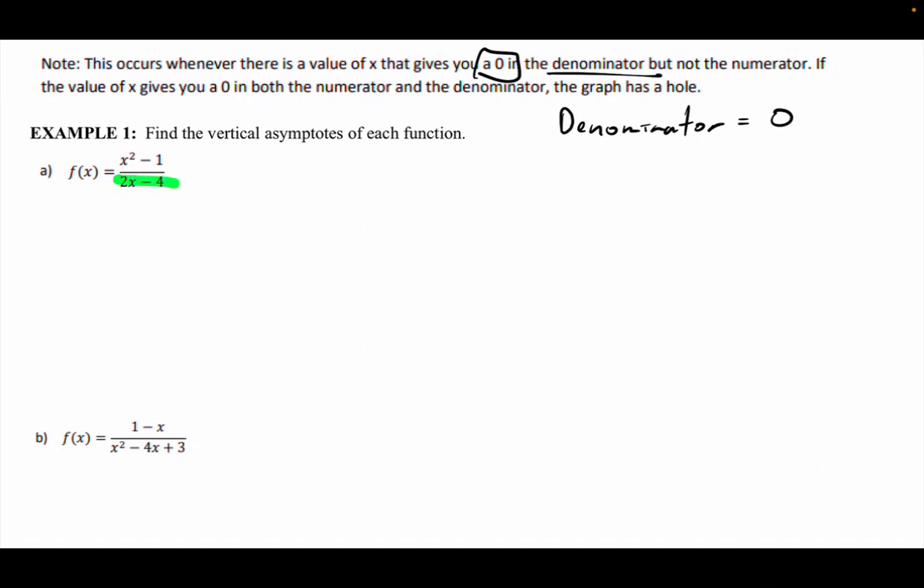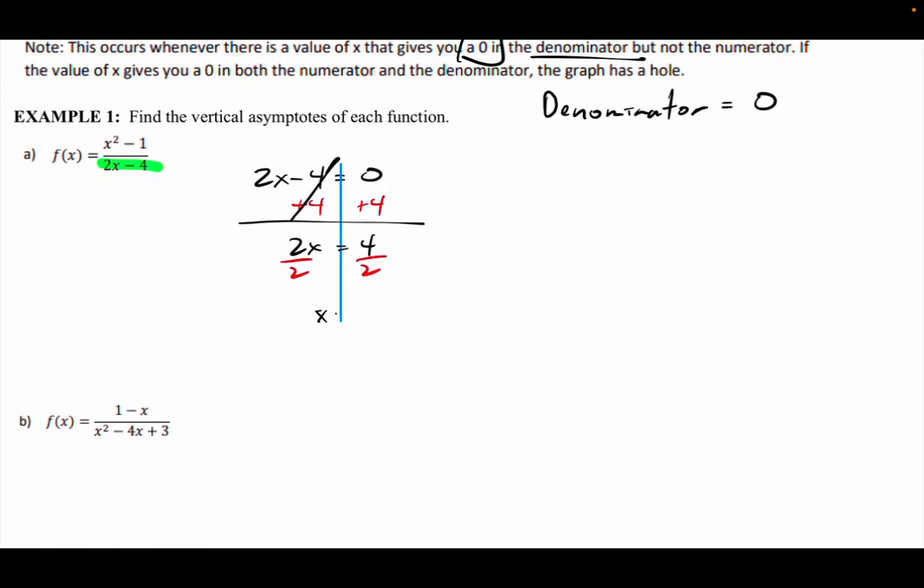It is. How do we know that? Because when I set the bottom equal to 0 and solve, add 4 to both sides, 2x equals 4, divide by 2, I figure out that when I plug in 2 to the bottom, I'm going to get 0. When I plug it into the top, you don't get 0. You get 1. Oh, sorry, you get 3.